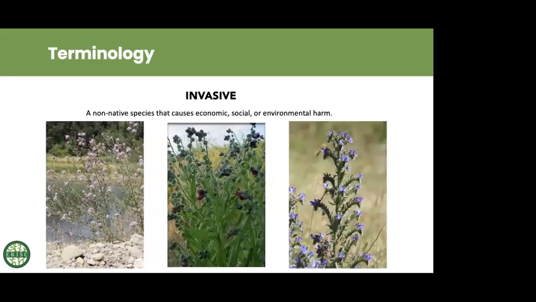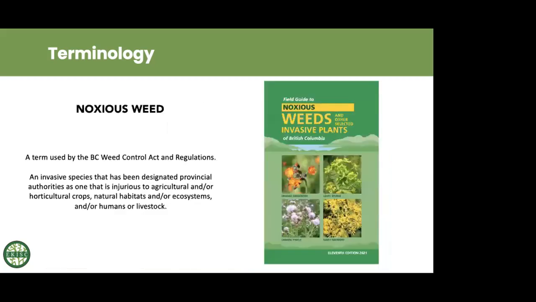And then we have invasive. So when a non-native species causes economic, social, and or environmental harm, we consider them invasive. So all invasive species are introduced from somewhere else, but not all introduced or non-native species are invasive. So we can kind of think of two circles of native species and non-native species, and then invasive species would be a smaller circle within non-natives.